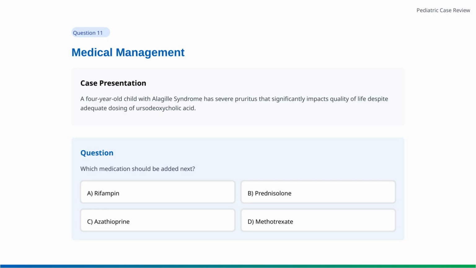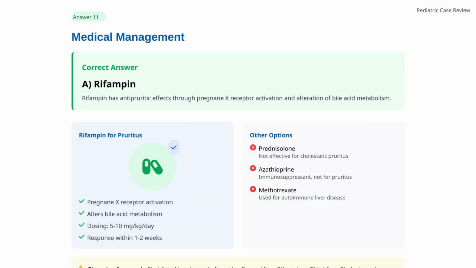A 4-year-old child with Alagille syndrome has severe pruritus that significantly impacts quality of life despite adequate dosing of ursodeoxycholic acid. Which medication should be added next? Option A, rifampin. Option B, prednisolone. Option C, azathioprine. Option D, methotrexate. Consider the stepwise approach to managing pruritus in cholestatic liver disease and which medication has the best evidence for efficacy in this specific situation. The correct answer is A, rifampin.